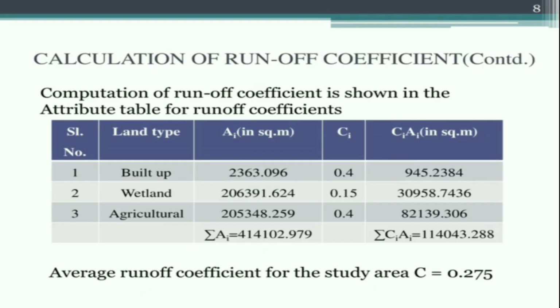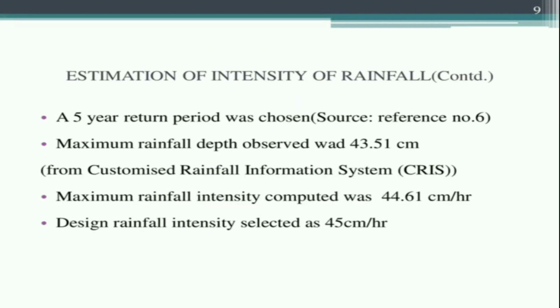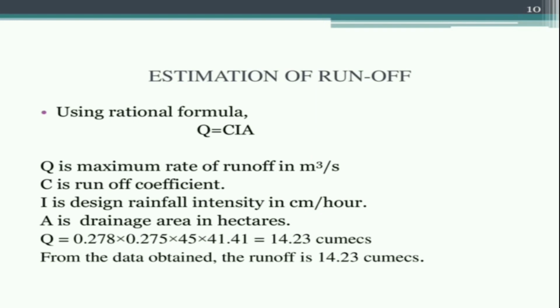the runoff coefficient comes up to a value of C equal to 0.275. The intensity of rainfall is selected as 45 cm per hour. We used a 5-year return period. For estimation of runoff, we used the formula Q equal to CIA and obtained 14.23 cumecs.